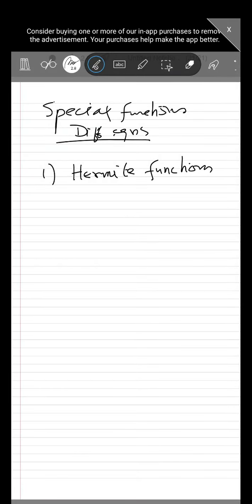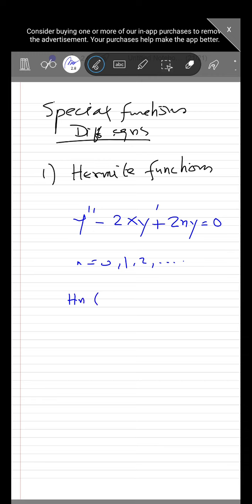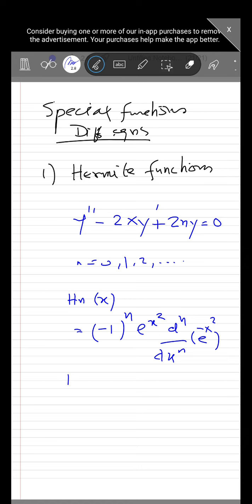So a Hermite differential equation is given as y double prime minus 2x y prime plus 2n y is equal to 0, where n is an integer 0, 1, 2, 3, and the Hermite polynomials, that is the solution of this differential equation, are given as H_n(x) equal to (-1)^n e^(x^2) d^n/dx^n of e^(-x^2), and this is popularly known as Rodrigues formula.